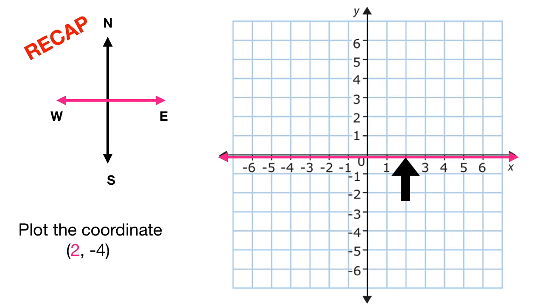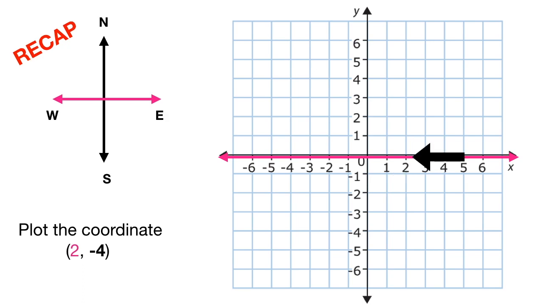And then the y coordinate is your north-south or vertical axis. So we're going to start there at 2 and then just follow it down to -4. All right, so this is where you would plot the first set of ordered pairs that you are given. That's the coordinate (2, -4).